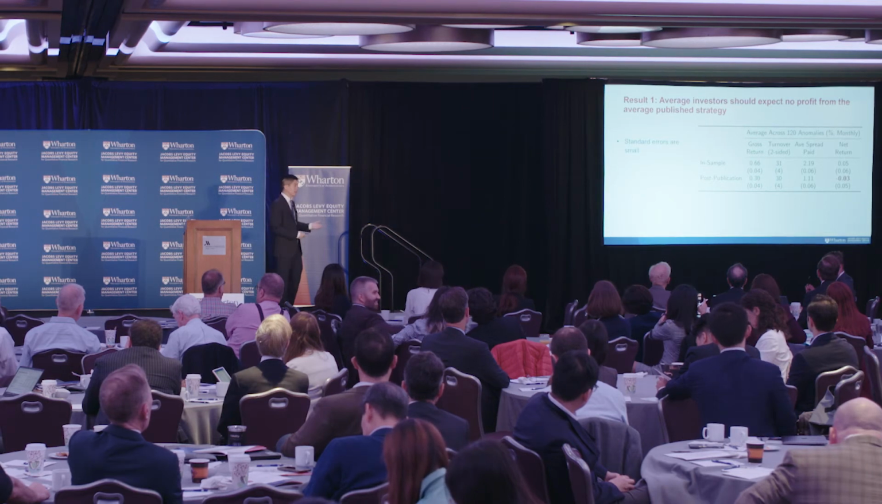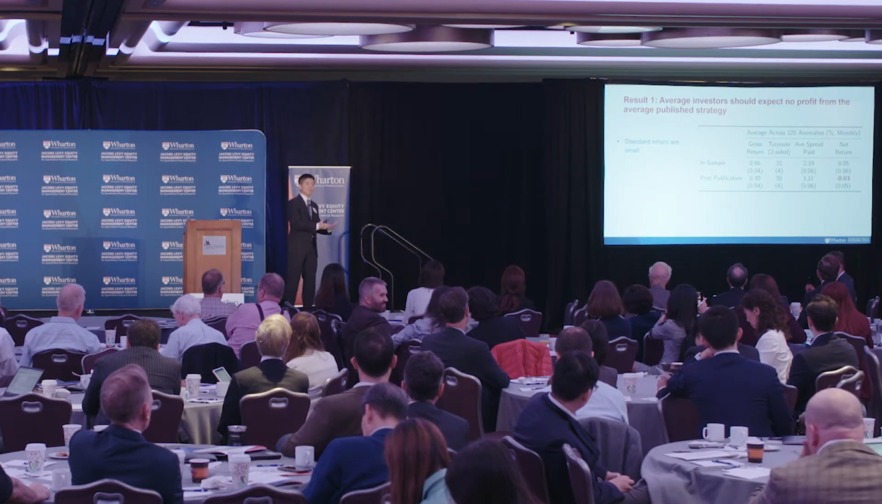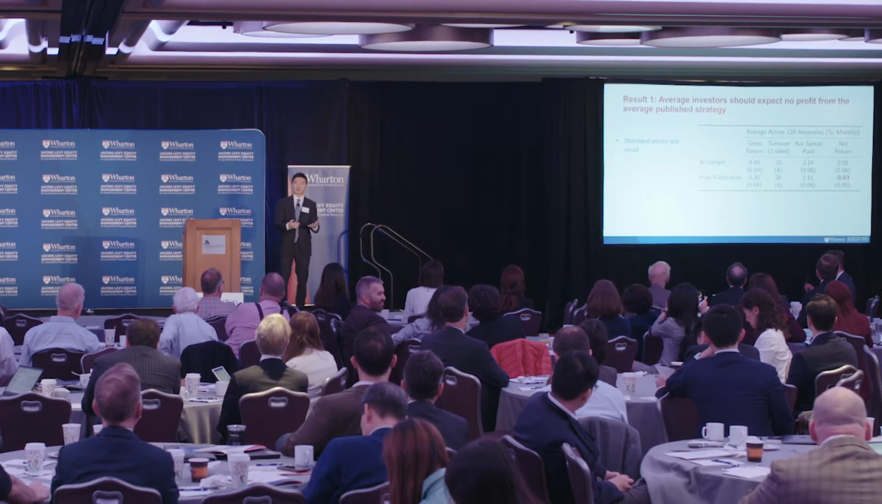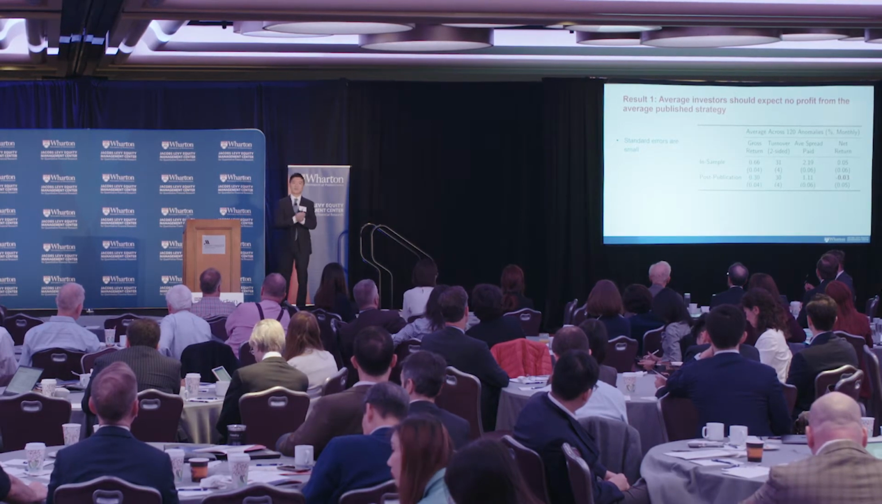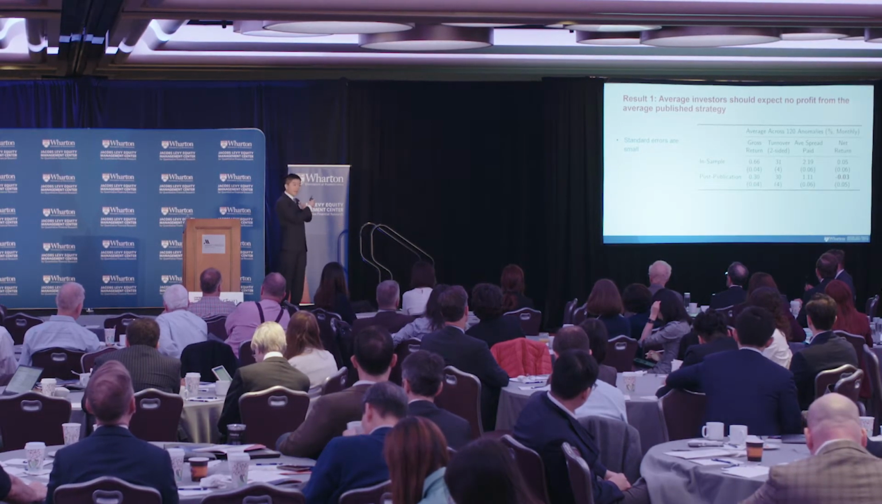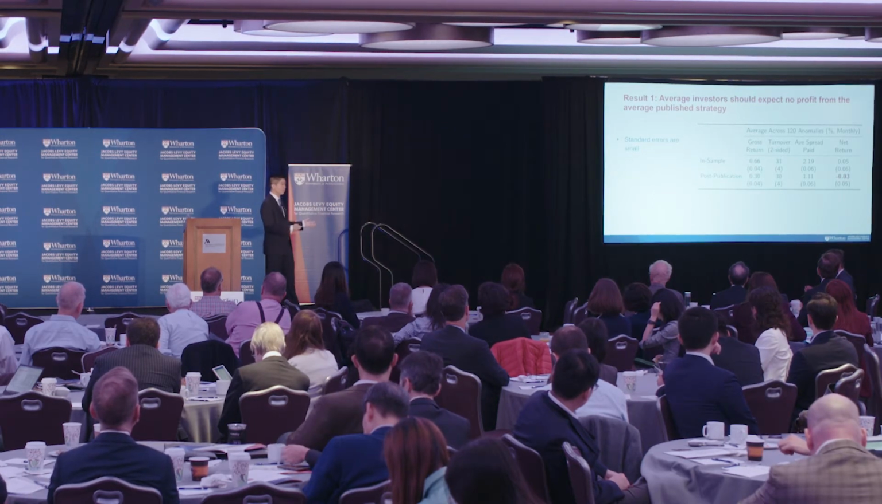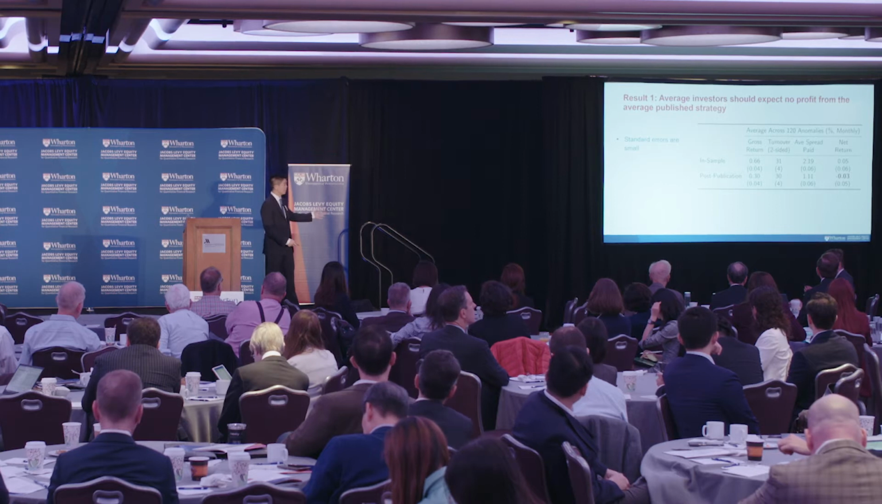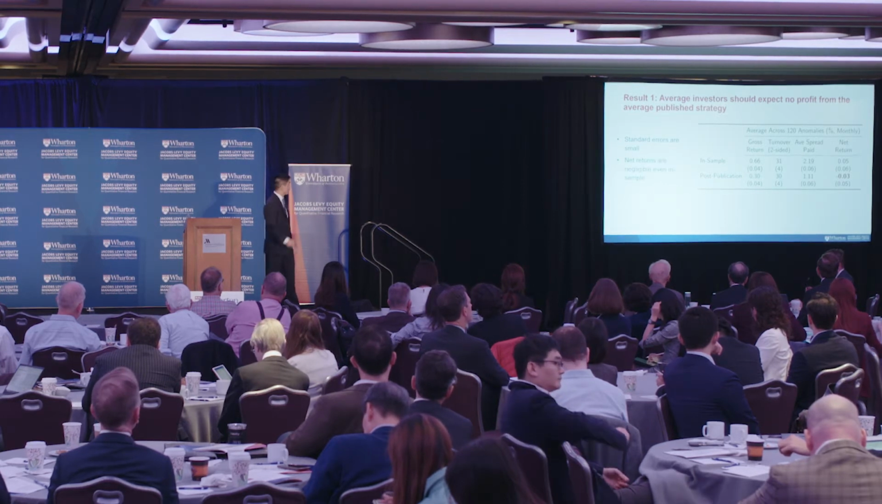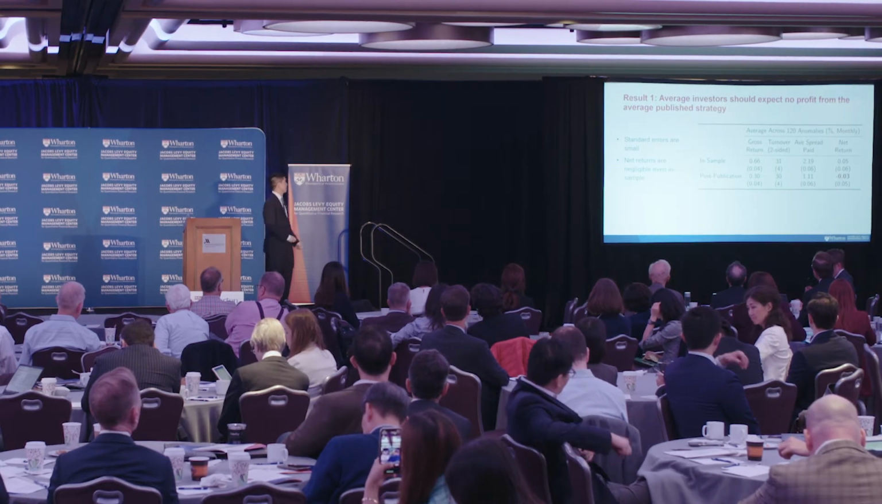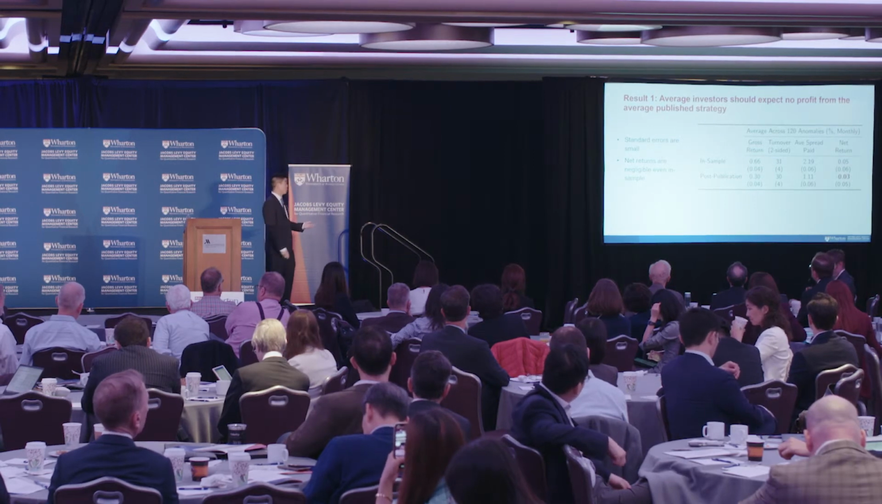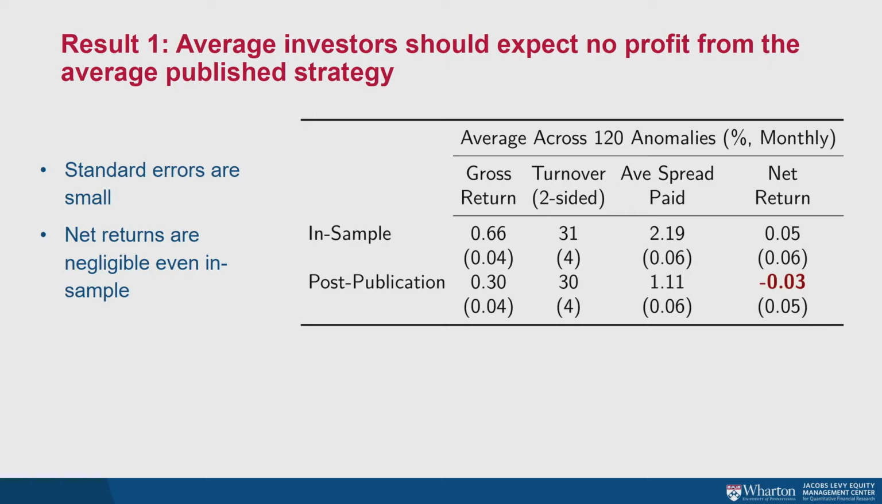And I like to emphasize that the standard errors are small. We know something. It's hard to say much about any particular anomaly. You know, some anomalies were published in 2012. You're not going to be able to say much about that. But when you average across all of them, you could get standard errors that are quite small. We could say that there's not much to be had, at least using the published results, or published strategies, published recommendations. And it's also notable that net returns are negligible even in sample.